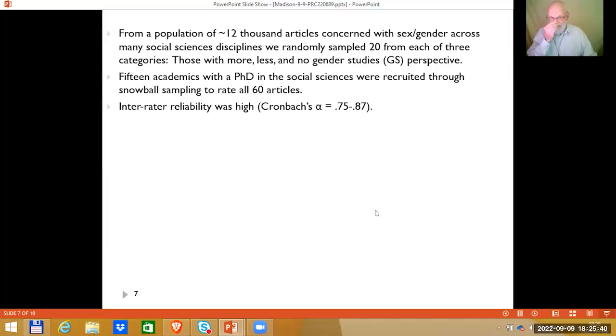So now to the actual testing. We drew a sample from a pool of 12,000 articles that we had already collected in a previous study. These happen to be concerned with sex and gender, so they were searched on those keywords.